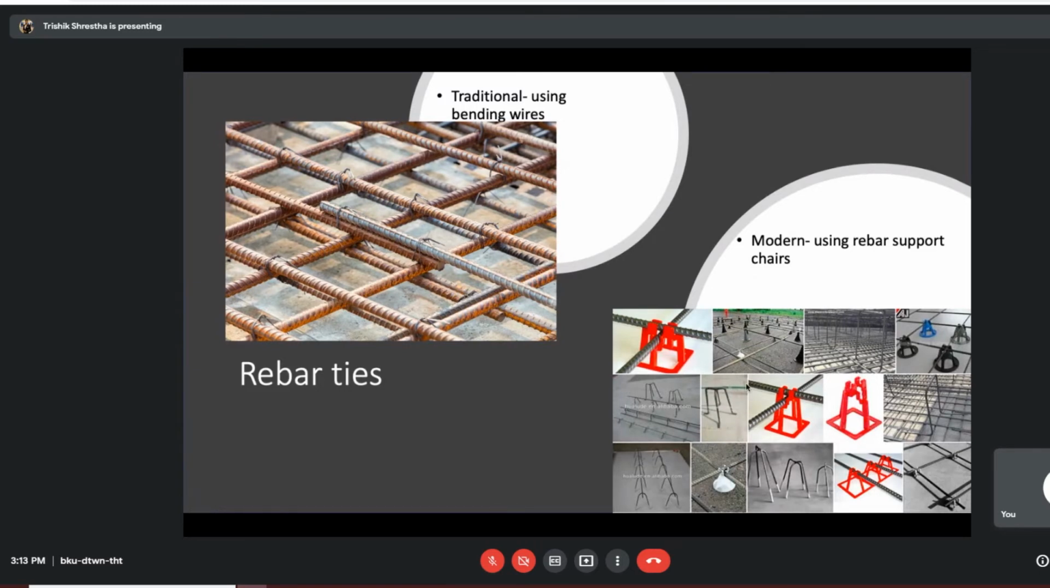Probably, while you're importing these new items from outside, since you can't make them here, at least initially, you need to spend a bit more, right? But if you tie rebar by hand, it takes a few weeks. And if you do this by using these rebar support chairs, then it takes a matter of hours or just a few days.